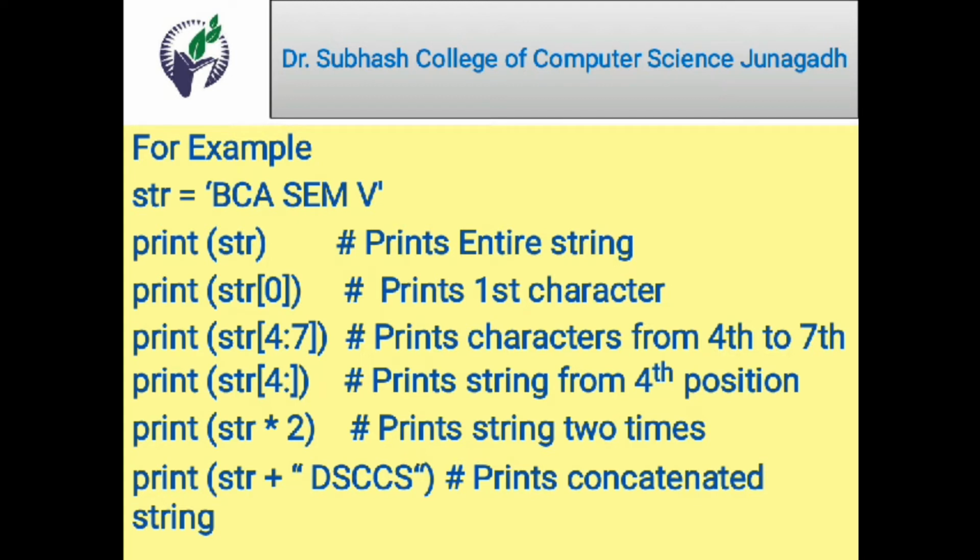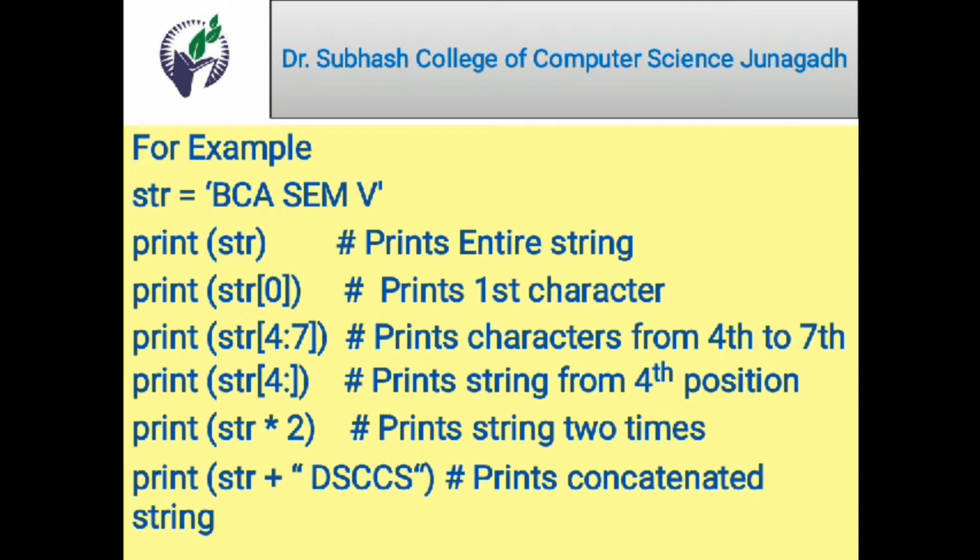Next, we can omit the second index here. str[4:], what does it mean? It will start printing from the fourth character and go up to the end of the string. So what it will do, here it will start printing from S, then E, then M, then blank and then 5, that is the last character. So if we omit this, it will print from the given position up to the last character.